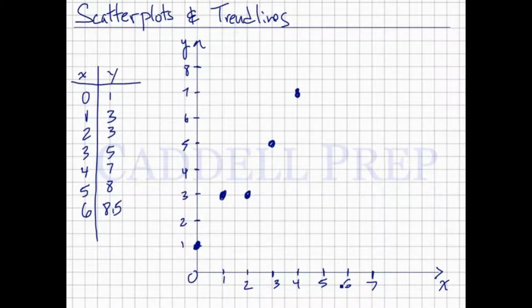When x is 5, y is 8. And when x is 6, y is 8.5. So if we were to graph this, this wouldn't be a straight line, right? Let's connect these dots.